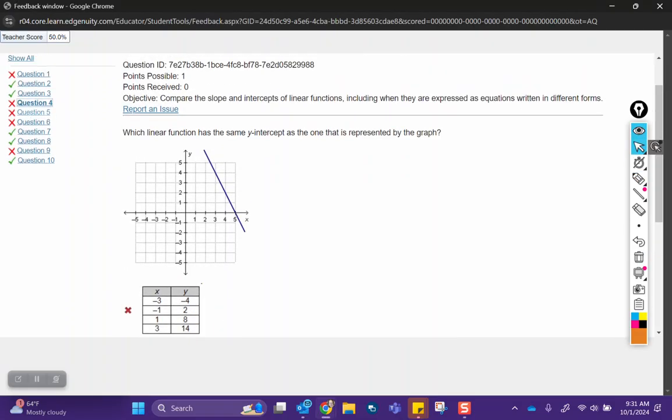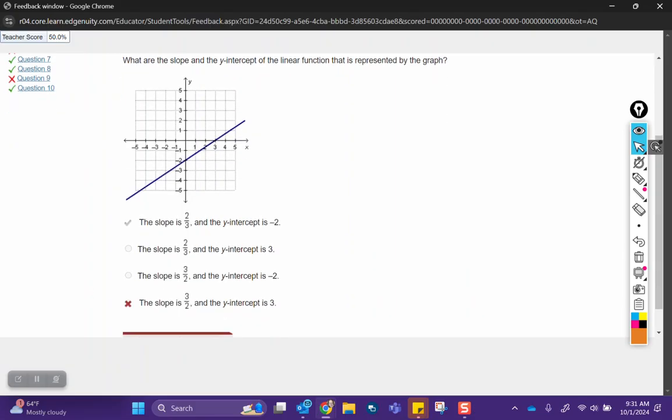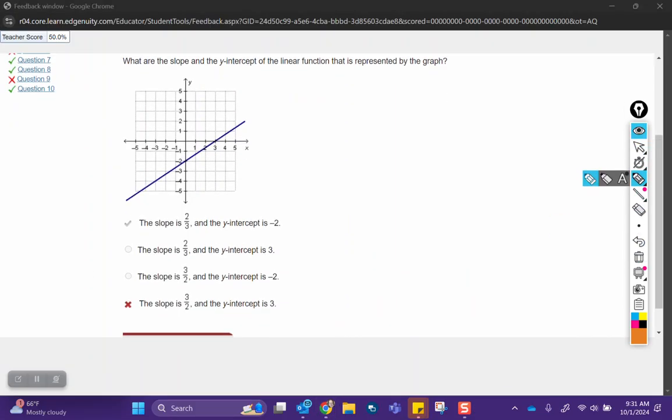So you're just looking for the ordered pair 0, comma, the y-intercept, whatever number that is. What are the slope and the y-intercept? Okay, the slope is where the graph crosses the y-axis. It crosses the y-axis at -2. Okay, you did not pick that. It's a y-intercept. You chose the x-axis. We don't ever look at the x-axis when we're graphing lines. We always start at the y-axis.